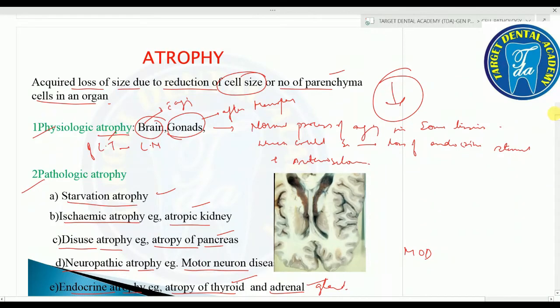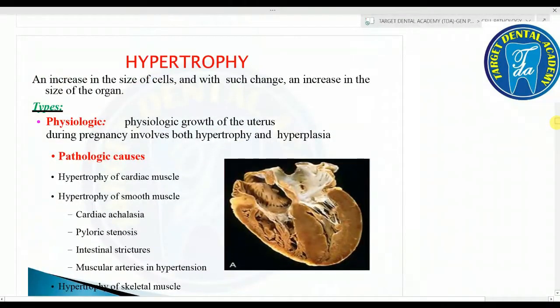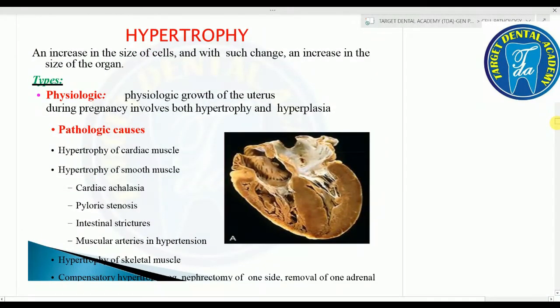Okay. So after this, next is the hypertrophy. Hypertrophy leads to an increase in the cell size. With such change, when there is an increase in the size of the organ, there is automatically an increase in the size of the cell. The types are also of 2 types, the physiologic and the pathological.